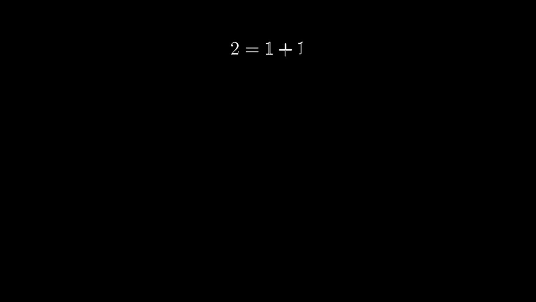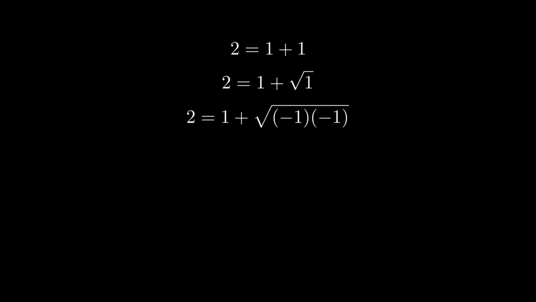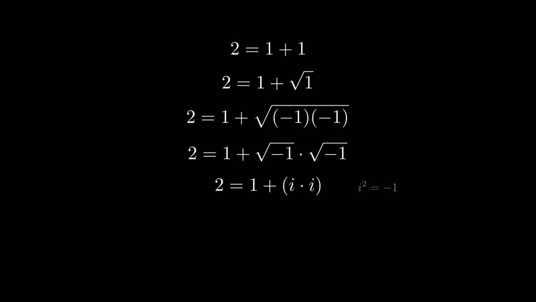Let's move to the next one. 2 is equal to 1 plus 1. 1 is, of course, equal to the square root of 1, and 1 is equal to the product of minus 1 and minus 1. Apply the square root to each of the terms. The square root of minus 1 is equal to the imaginary constant i. i times i is equal to i squared, and i squared is equal to minus 1.